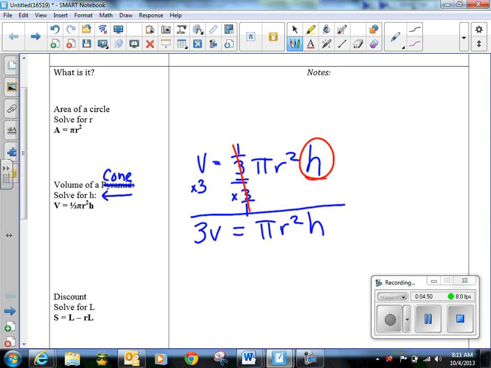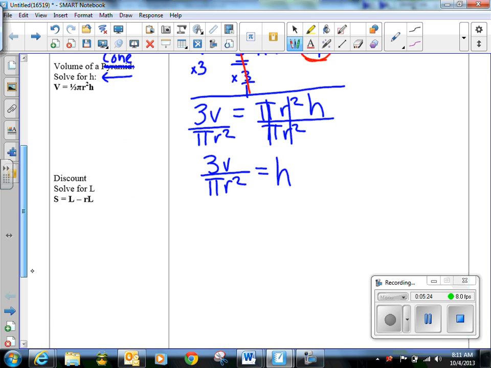Now what I want to do is get rid of pi and R squared. I can divide this side by pi R squared. And of course, I would have to divide this side by pi R squared. I'm doing that in order to cancel these out. Remember, any number or value divided by itself is 1. So I'm left with 3V divided by pi R squared equals H.